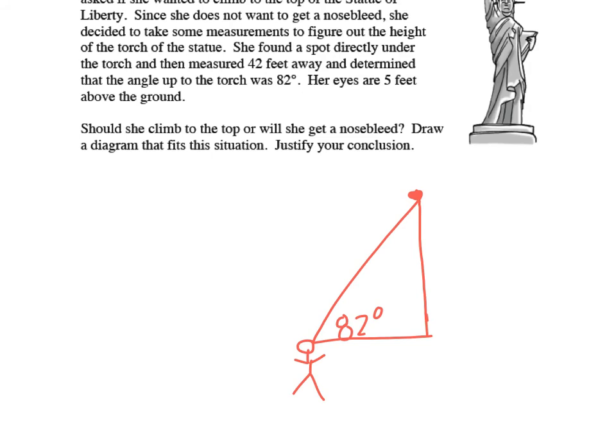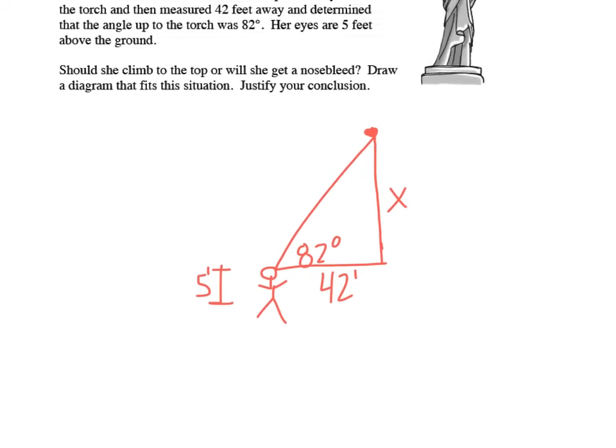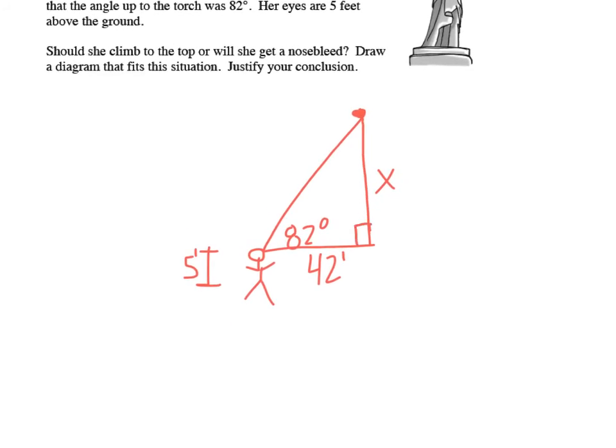She found a spot directly under the torch and then measured 42 feet away. And so this distance right here is 42 feet, and we don't know this distance, which I'm going to call x. I also have to remember that her eyes are 5 feet above the ground. But using this right triangle here, we're going to use the tangent ratio in order to determine the height x.